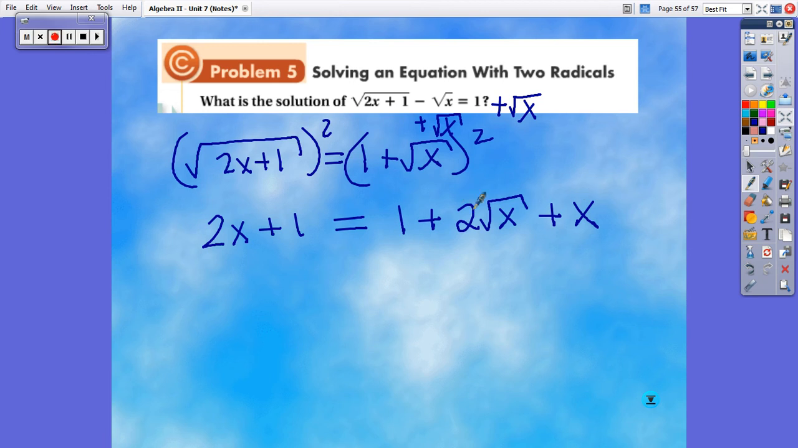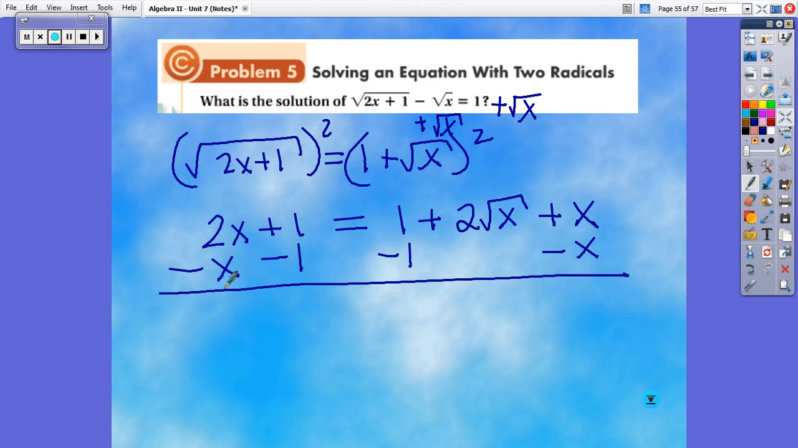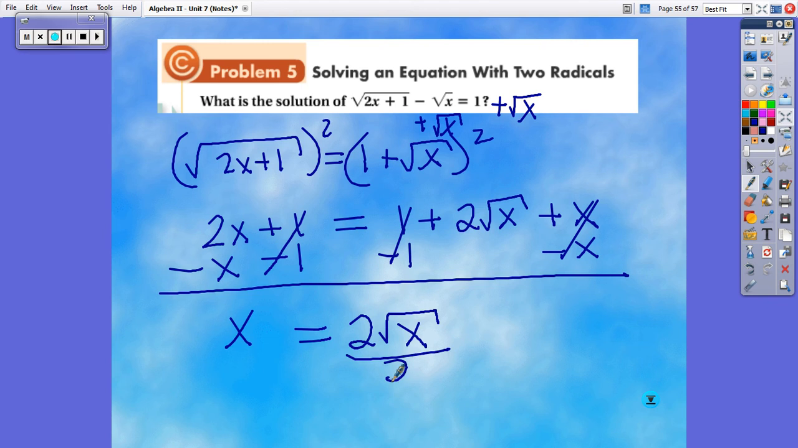Now I want to get this radical by itself, so I'm going to subtract 1 from both sides and subtract x from both sides. I'm going to end up with x over here, that goes away, that goes away, that goes away. x equals 2 root x. I want to get the radical by itself, so I'm going to divide by 2, divide by 2. So right now I have x divided by 2, or 1/2 times x, equals the square root of x.